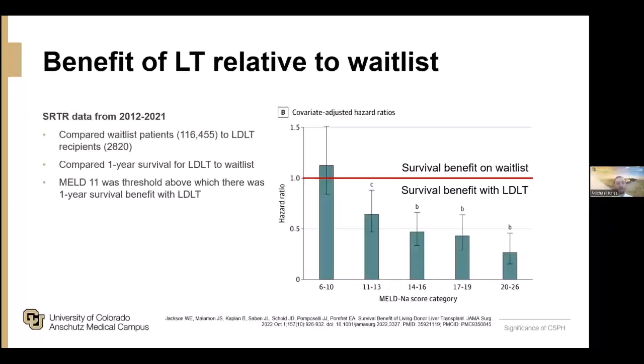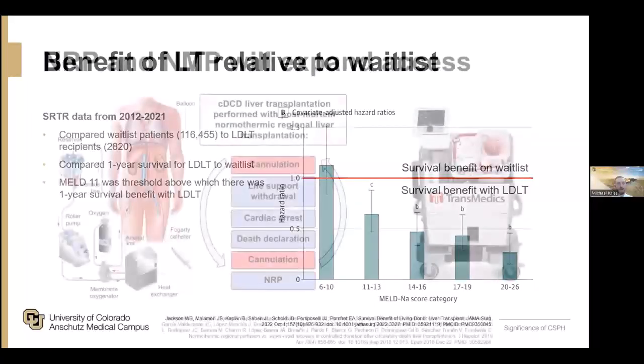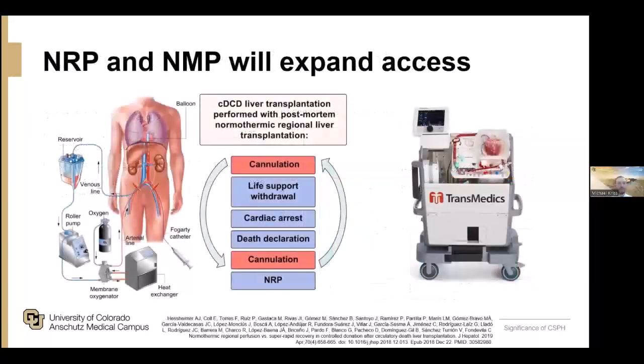And 2, there are changes that I'm going to show you momentarily that might actually expand access to those patients who don't have live donors. And that's expanded access through the use of 2 techniques called normothermic regional perfusion and normothermic machine perfusion. Both of these are tools to optimize donation after circulatory death organs.